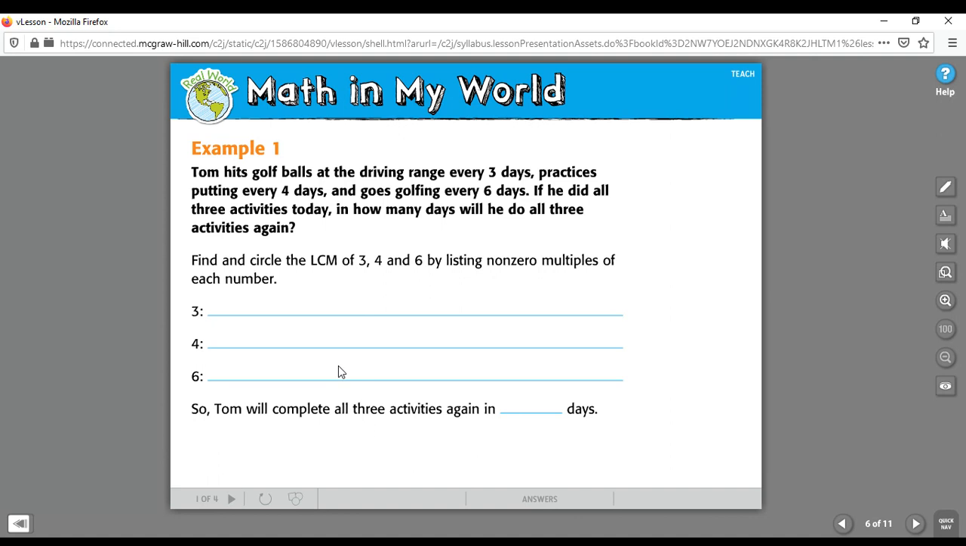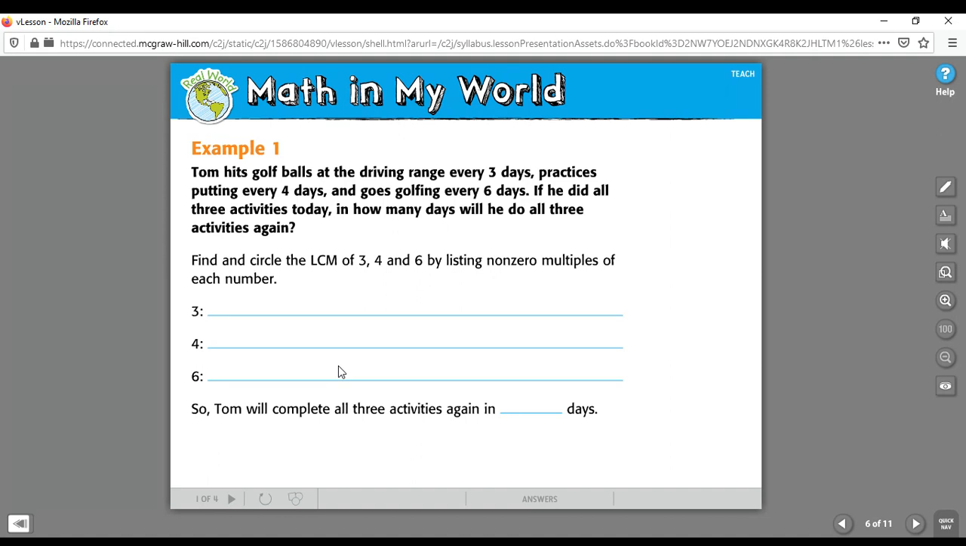So when we learned greatest common factor, those were the numbers that go into that number. For example, if I said, what are the factors of 6? You would say 1, 2, 3, and 6, because those numbers go evenly into the number 6. But now we're talking about least common multiple, which means they are multiples. You're going to multiply.